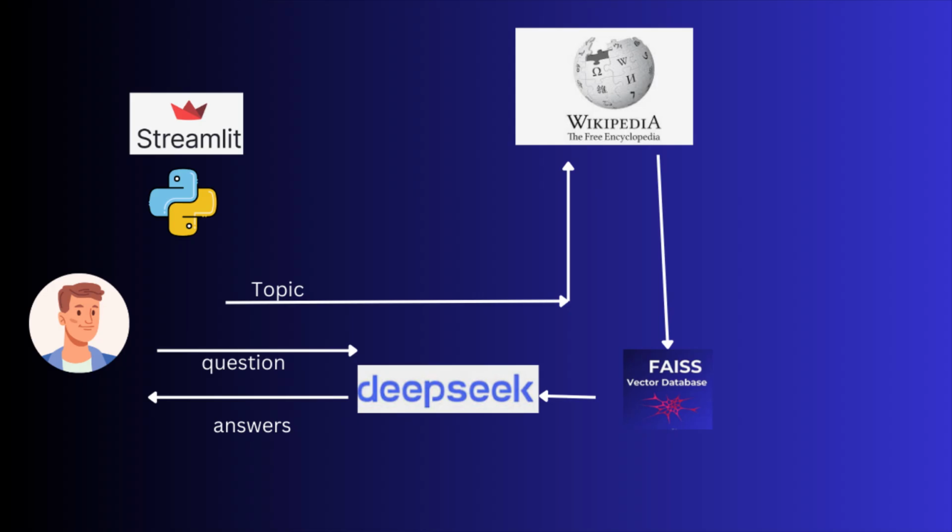This is the basic architecture of this system. Here, using the Streamlit UI, user can input a topic. Using the Python Wikipedia API, fetch the corresponding content from Wikipedia and feed that content to text splitter and save the text chunks in FAISS vector database. DeepSeek LLM will use this content to answer users' question.